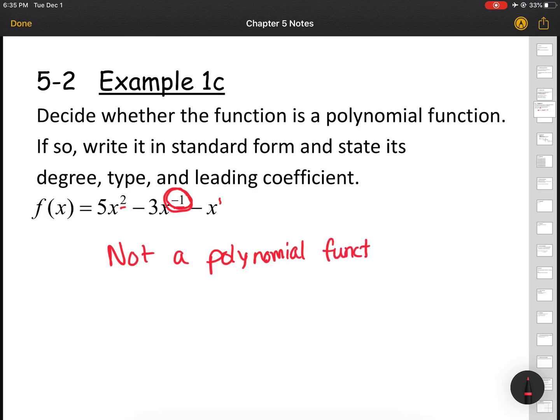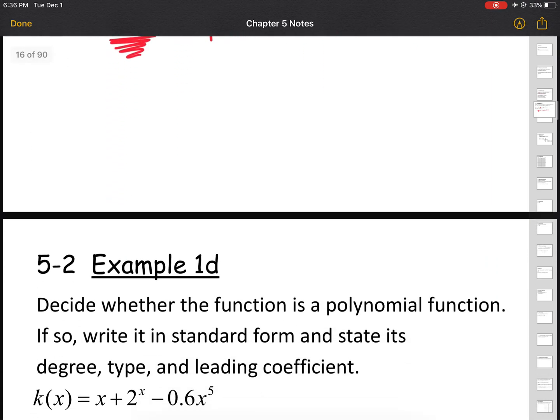Because that negative 1 is not a positive whole number. Okay? So since it's not a polynomial function, I don't need to go through and put it in standard form and tell the degree and type and all of that stuff.